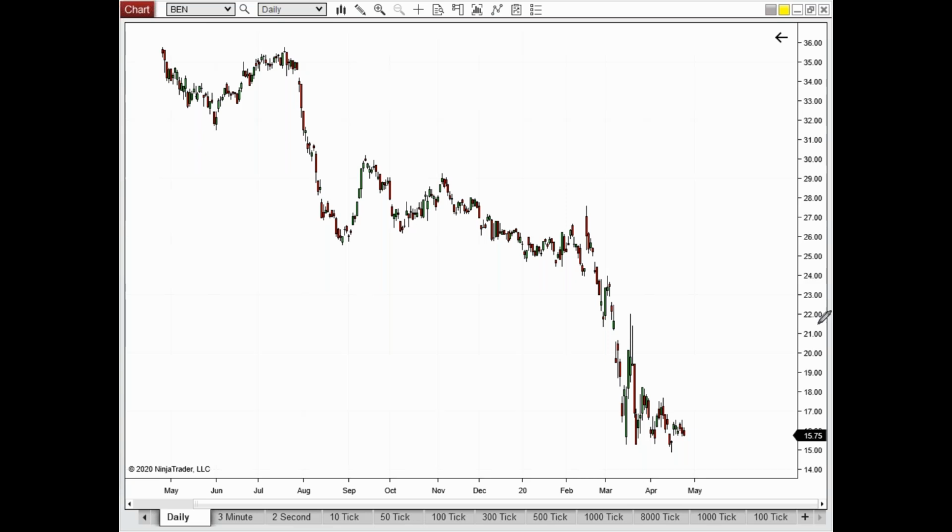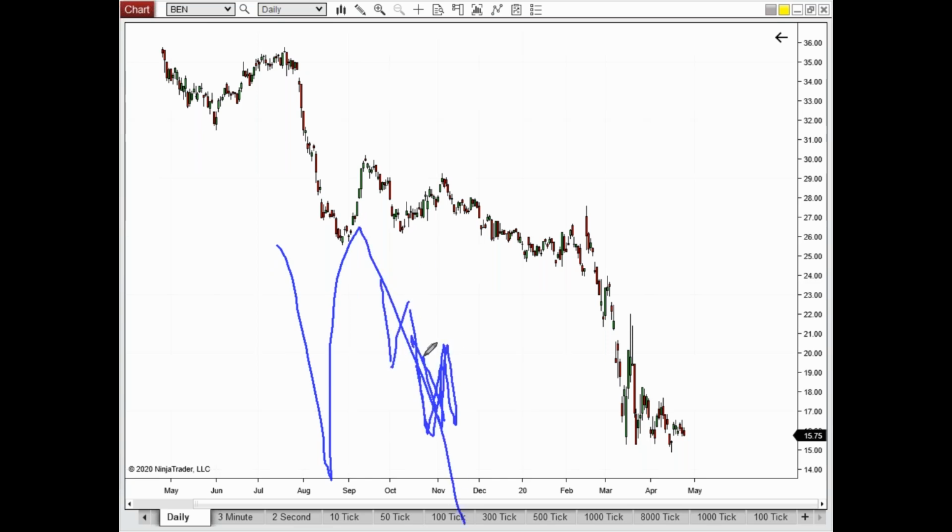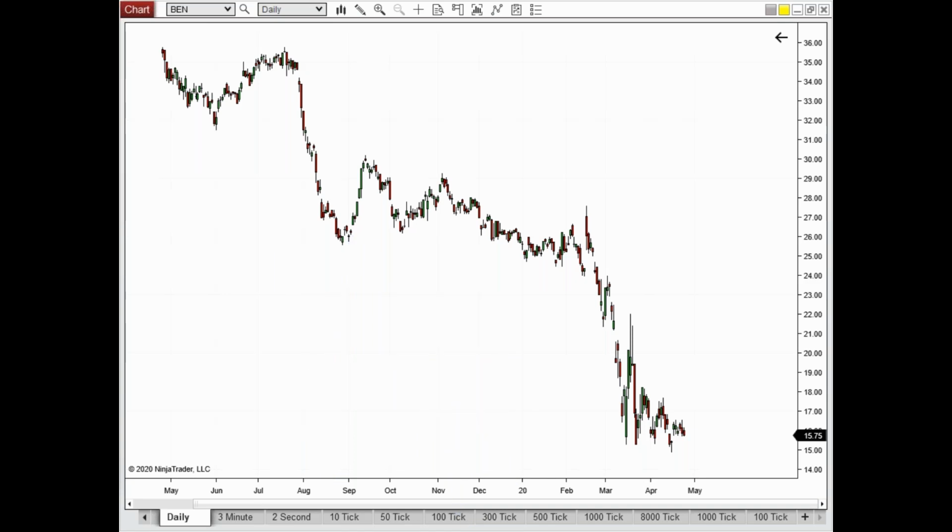What happens a lot of times with news type events is you have the original reactions, overreactions, back and forth, and then people are like, I don't really know what's going to happen next. And that's kind of where we are right now. We're in a waiting period.